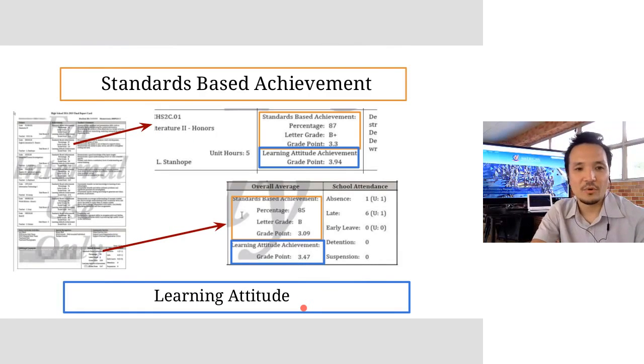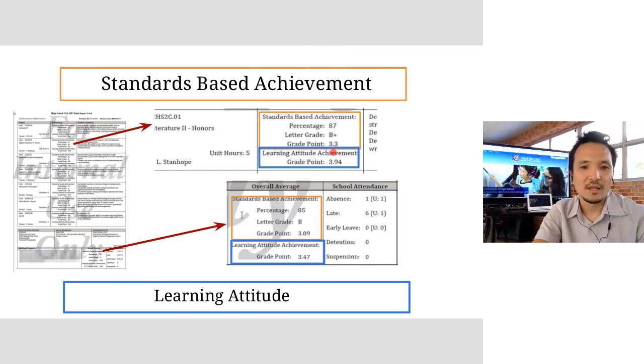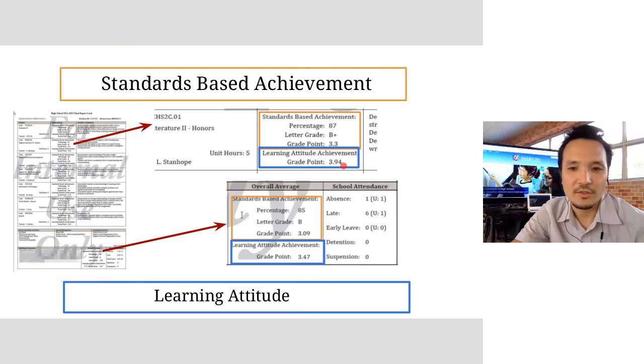And so in our reports, that's a small version of our reports over there. If you zoomed in, for each course, you would have your standards-based achievement, which is like your traditional grades for how well you've achieved with the learning. And then you've got this learning attitude achievement, which is based off of that rubric and all those learning attitudes.